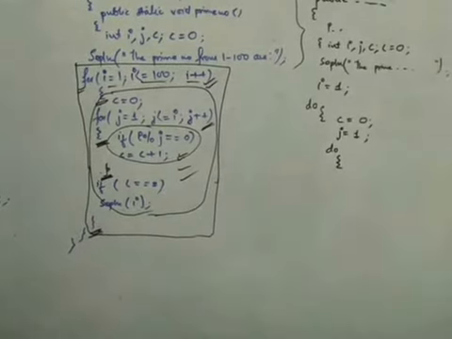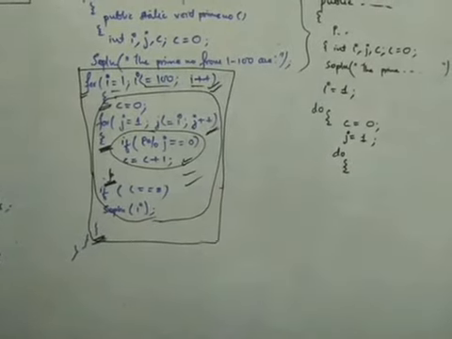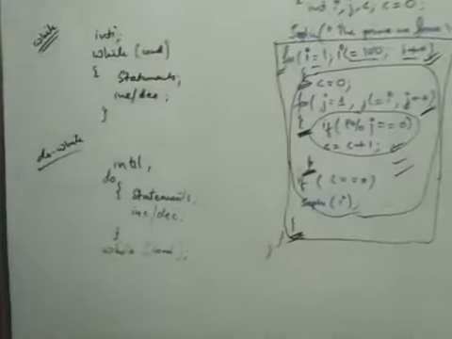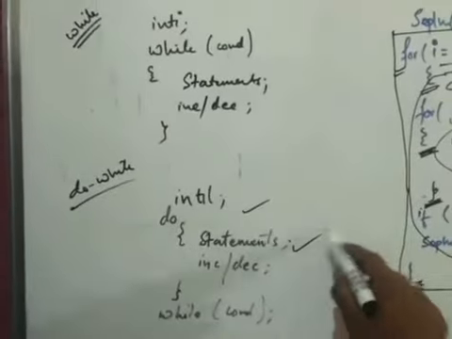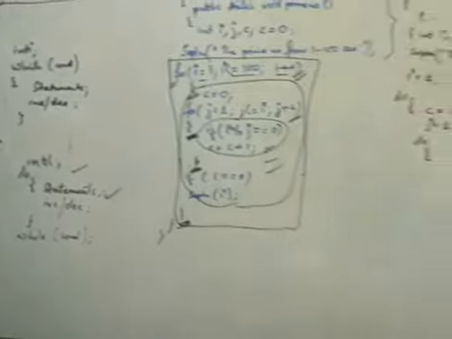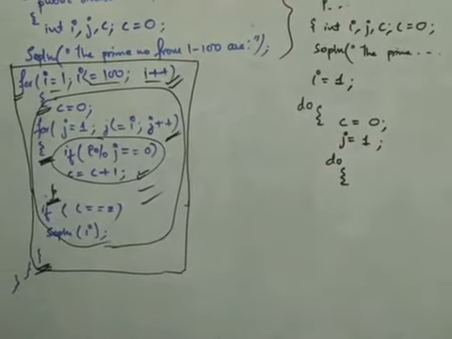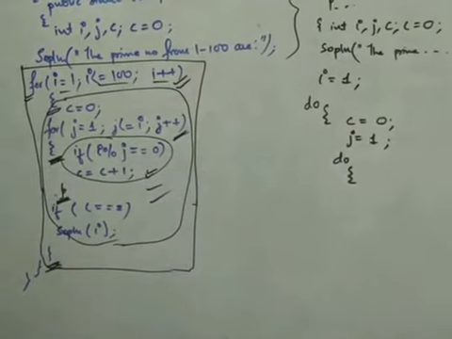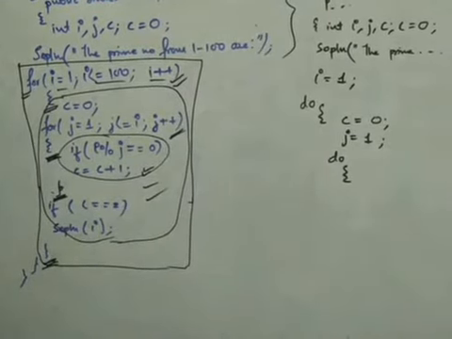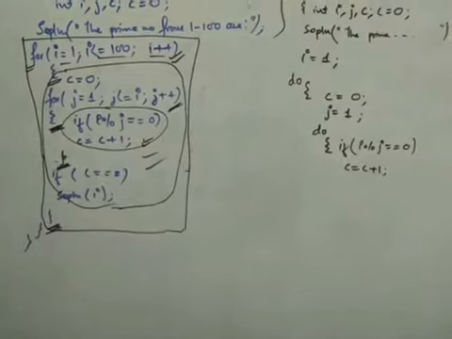So inside do we have to first mention the statement. As you know, the do while loop syntax: we have initialization, then statement. So first we have written the initialization step, that is j equals to 1. Now the statement is if i remainder j double equals to 0, c equals c plus 1, that we will be writing. Okay, so we have written the statement.